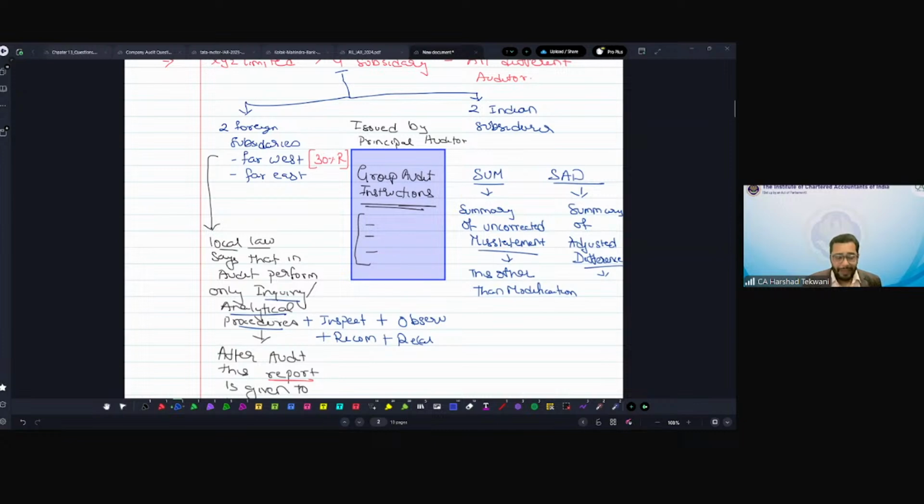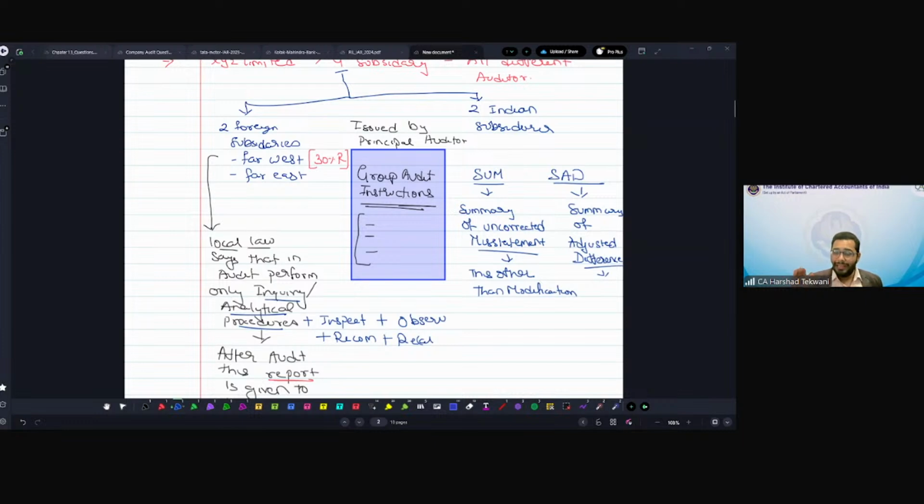Now, very good question. If the local laws only require inquiry and analytical procedures, what if the component does not let the component auditor perform inspection and observation? Means the report that you have received is of limited assurance. Now you cannot perform any other procedure on that component, and that component is a material component. What will you do? You asked them to perform inspection and observation, but the subsidiary is not allowing them to perform these procedures because local law doesn't require it.